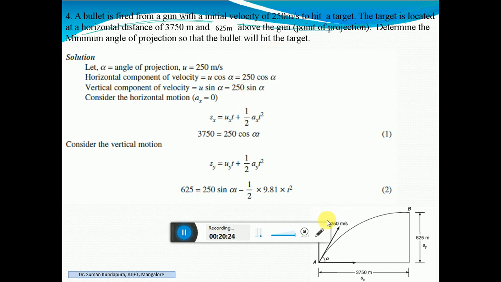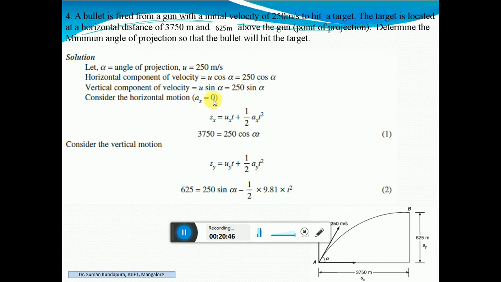Okay. So you are supposed to find out this angle alpha. Initial velocity is 250 meter per second. Its horizontal component is 250 cos alpha. Vertical component is 250 sin alpha. So it's given here. Now consider the horizontal motion.